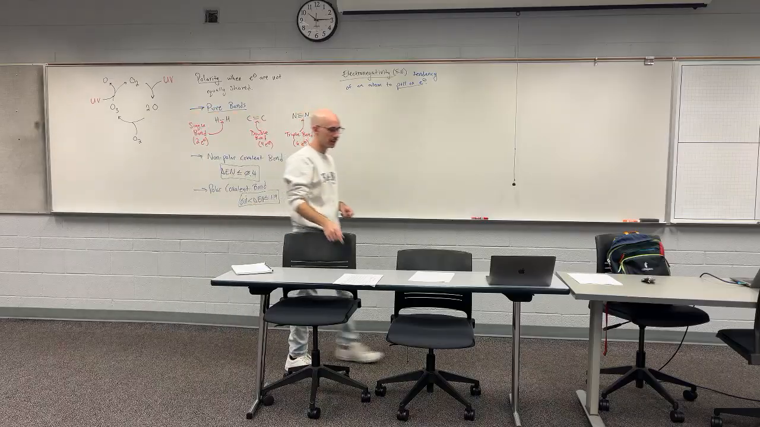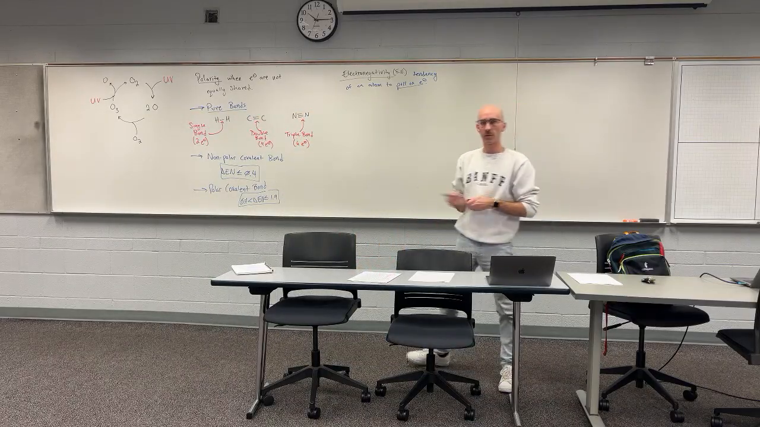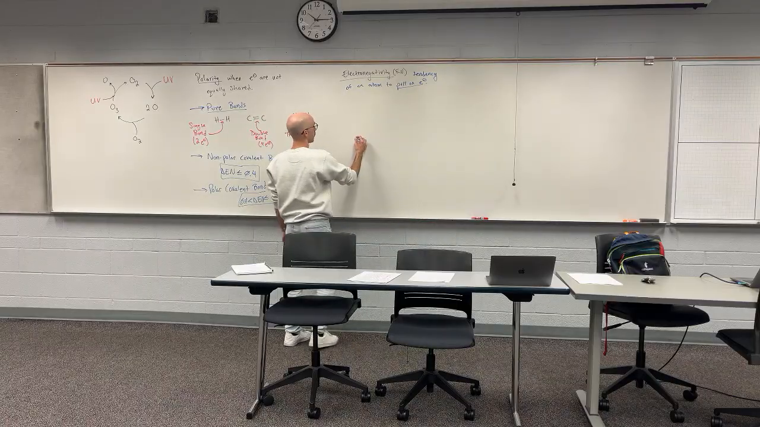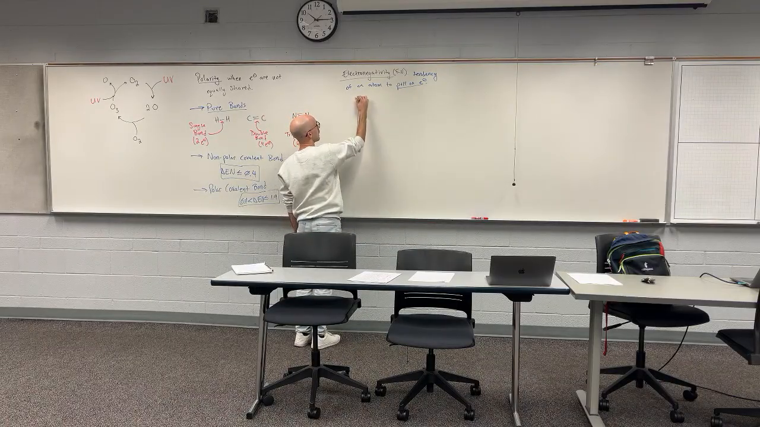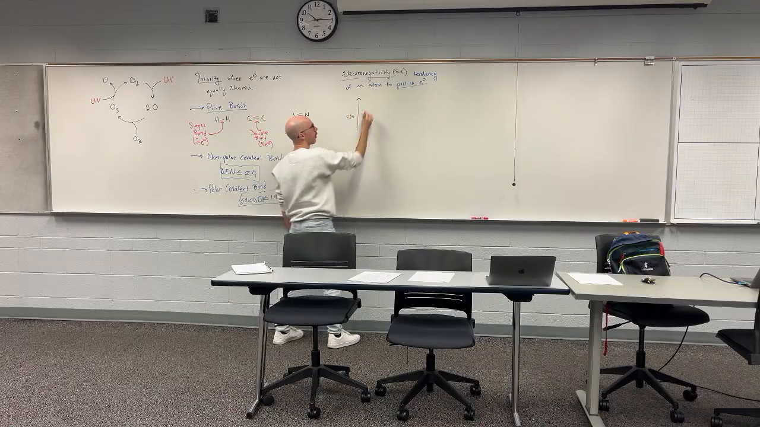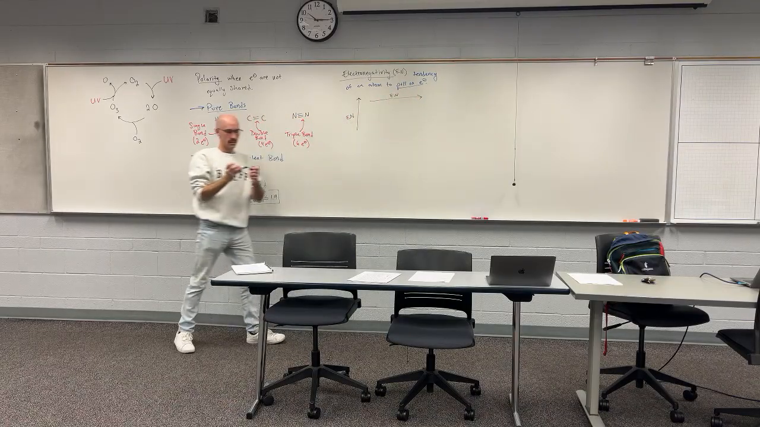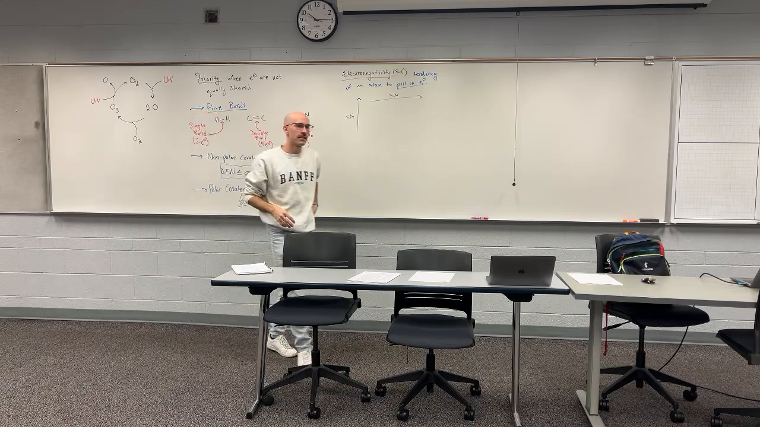If you have your periodic table, and if you don't, I have another one for you. If you have your periodic table, I want you to look at it and recognize that electronegativity increases as you go up a row, and it increases as you go across. Does anybody need their periodic table?